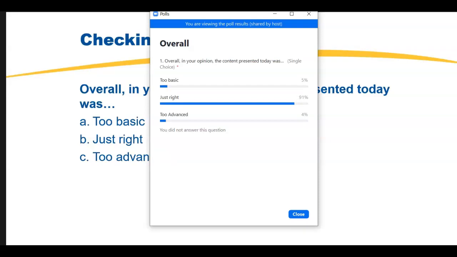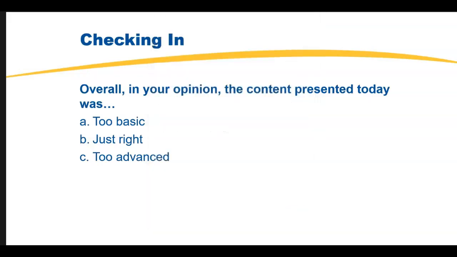Perfect. Looks like most of you thought it was just the right amount of information, so we're happy about that. And then, of course, there's a couple of you who thought too basic and too advanced, and we always try to make sure that we are reaching the majority of you, but definitely we have trainings throughout the year that can help you either if you're more advanced or maybe more basic. So stay on that listserv so you're staying informed.